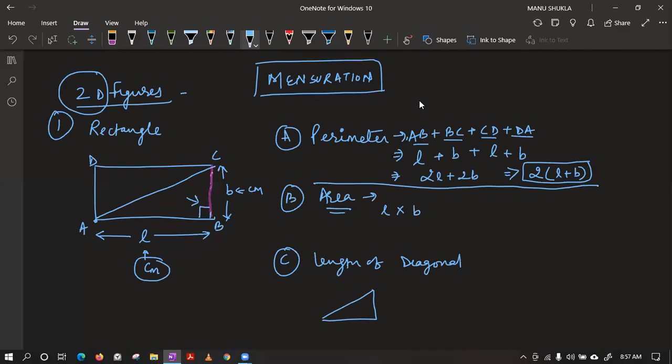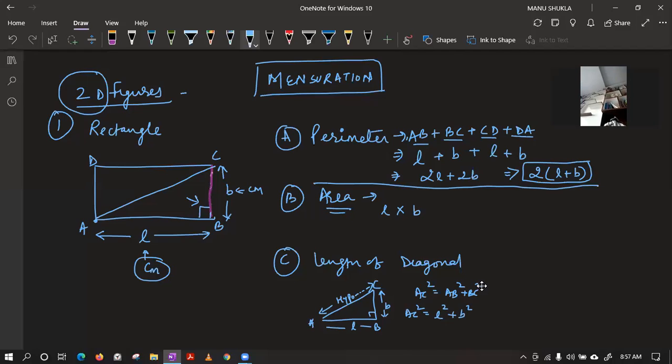So see, if I want to find the length of the diagonal, we can see that this is like a right angle triangle where L is the base, B is the height, and AC is the hypotenuse. So we can easily apply the Pythagoras theorem and find AC, because AC square is equal to AB square plus BC square.